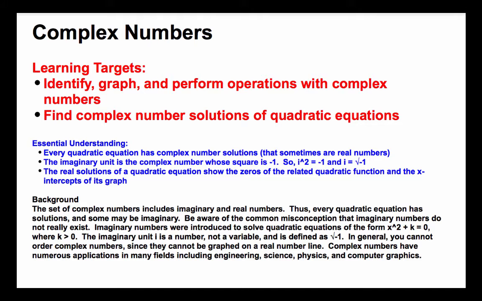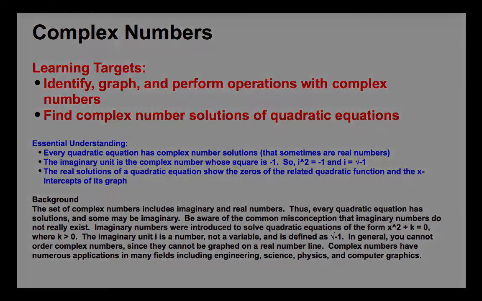Imaginary numbers were introduced to solve quadratic equations of the form x squared plus k equals 0, where k is greater than 0. The imaginary unit i is a number, not a variable, and is defined as the square root of -1. In general, you cannot order complex numbers since they cannot be graphed on a real number line. Complex numbers have numerous applications in many fields including engineering, science, physics, and computer graphics.